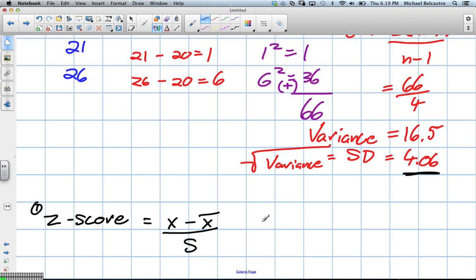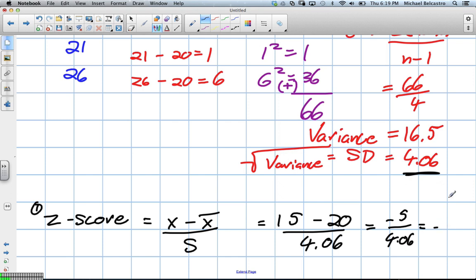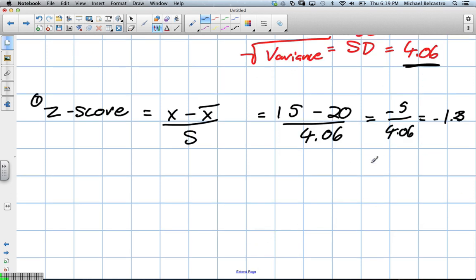So for the first piece of data, that's the number 15. Subtract 20 as our mean, divided by 4.06. And what is that going to be? Negative 5 over 4.06. What did you get? Negative 1.23. Great. And that makes sense. We're going to talk about that in a second.